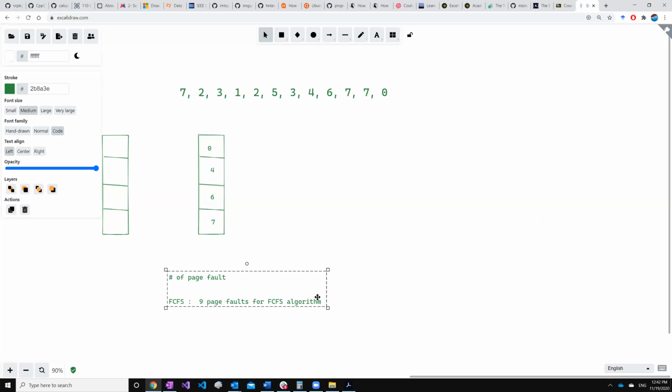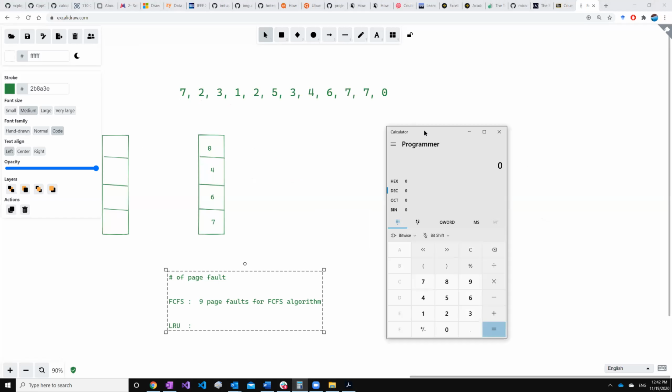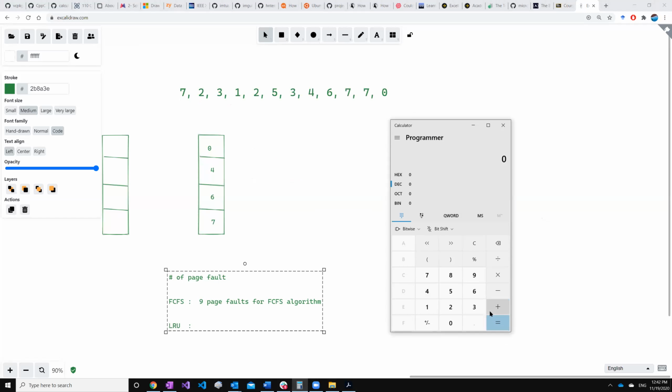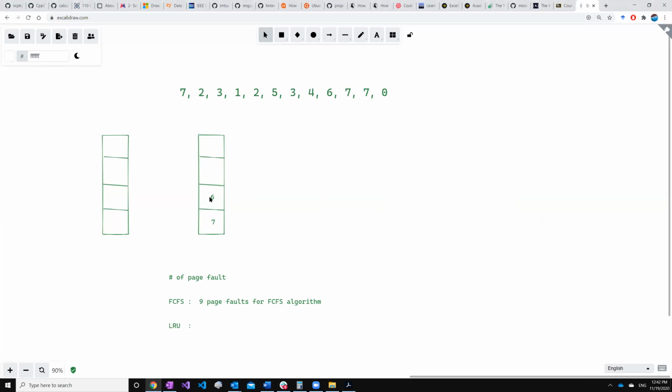So I'm going to start from here for the LRU algorithm and see how many page faults we will have here. Okay, again, I will use my calculator as a counter and reset it to 0. Okay, and then plus 1. So when I press enter, that will count the first one. Now clear the page table and start all over again.